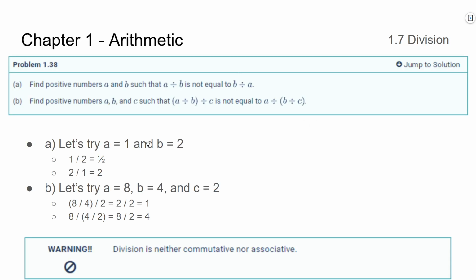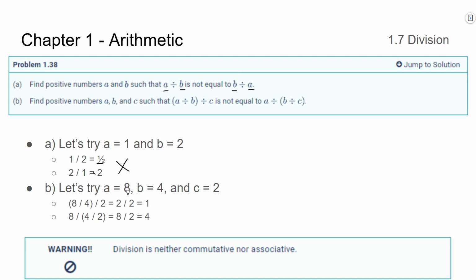All right, so for the first one, let's just try 1 and 2. If we do 1 divided by 2, that's going to give us 1/2. But if we do 2 divided by 1, that's going to give us 2. So those are not the same thing. All right, so let's do part B.